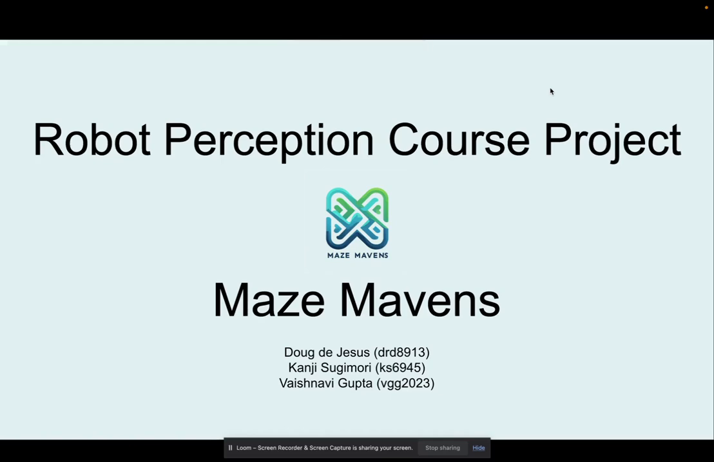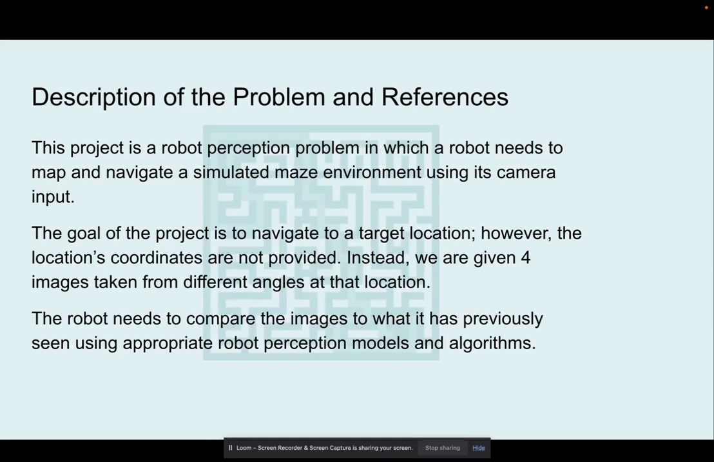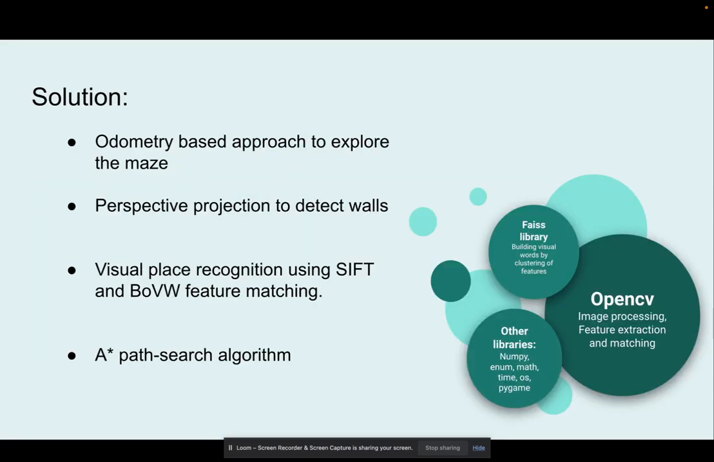So the problem we have basically is a perception problem in which our robot needs to navigate a maze without bumping into walls or navigating to the target location when the target location coordinates are unknown. Our solution has these different approaches. We are using all these different libraries to solve our problem.